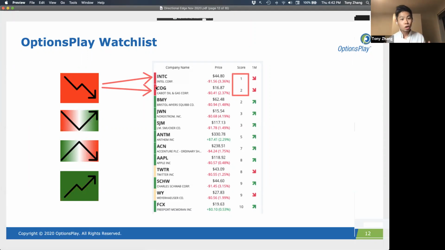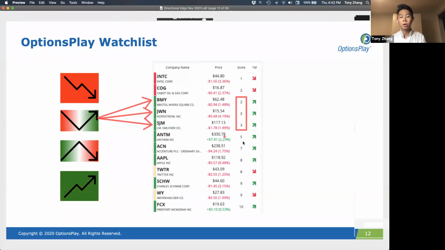Now, when we look at the turnaround trades, they are also fairly easy to identify. Let's say you want to bottom fish, you're looking to pick some bottoms, you think some stocks have been beat up so badly that they're starting to turn around. Well, you can also do that fairly easily. As you can see, Bristol-Myers, Nordstrom, SJM, Smucker's, they all have low scores, but they're green across the board. We're going to go through these in a second, and I'm going to show you the actual charts.